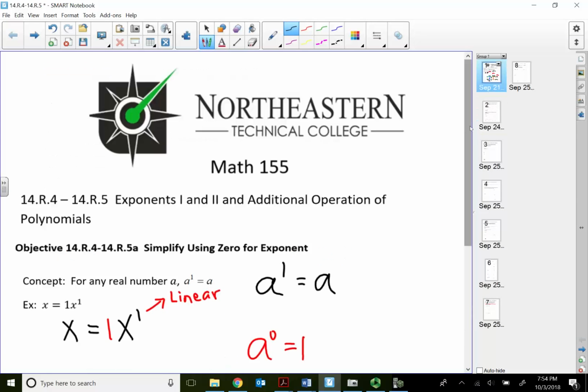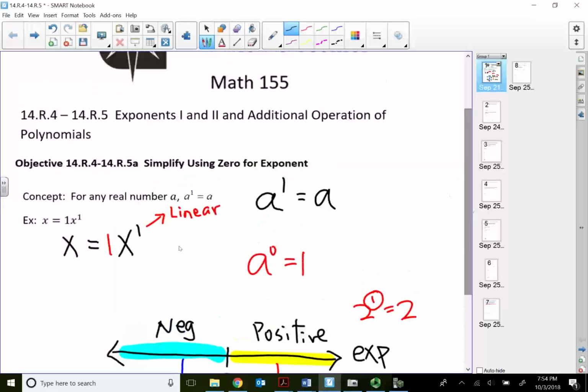All righty, so that was a quick lesson on exponents, using 1 for exponents and using 0 for exponents.